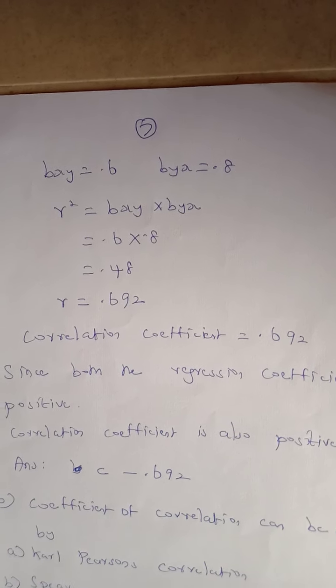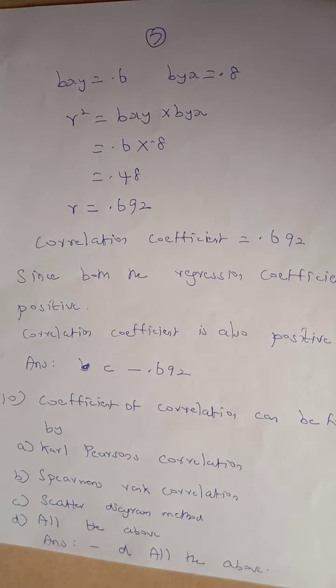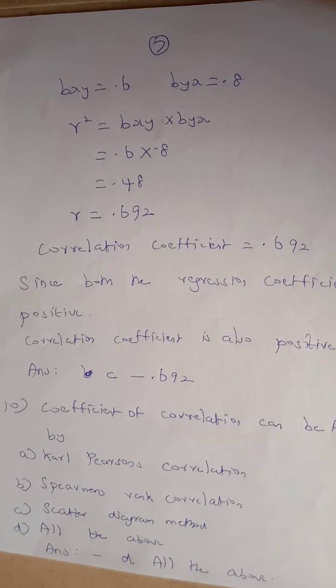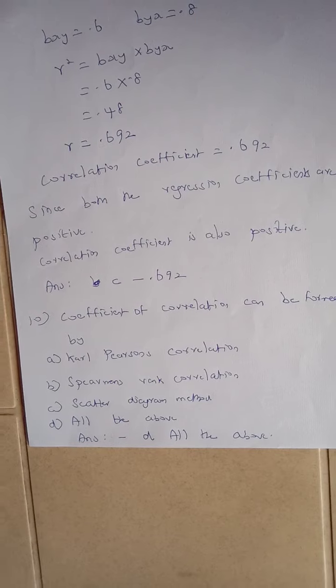So we know the formula: r square is equal to Bxy into Byx, where r is the correlation coefficient. So we get r square is 0.48. When we take the square root, we get r is equal to 0.692. When we take the square root, the r value can be either plus or minus. So we know the property: since both the regression coefficients are positive, the correlation coefficient is also positive. So the r value is equal to 0.692. Here the correct option is option C, r is equal to 0.692.